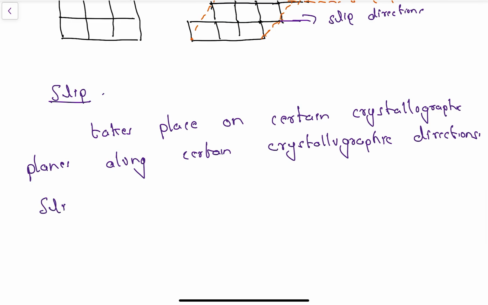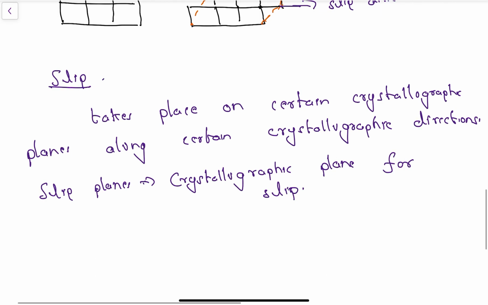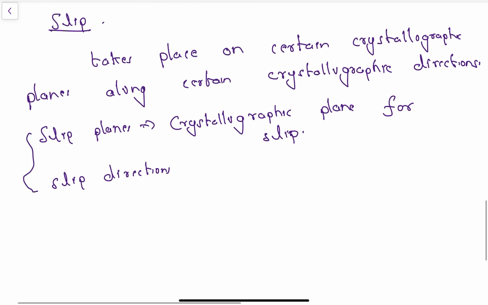So slip planes mean the crystallographic planes for slip, and slip directions mean the crystallographic directions for the slip, right? And these together form what is called the slip system, which we will study in detail for various crystal structures.